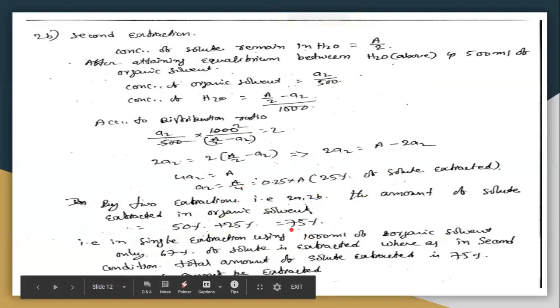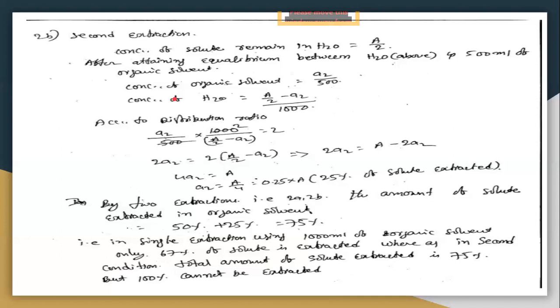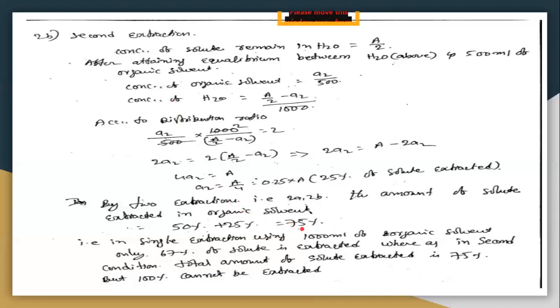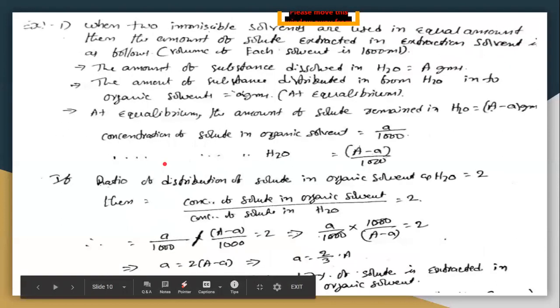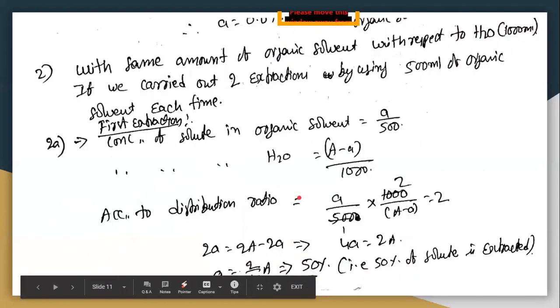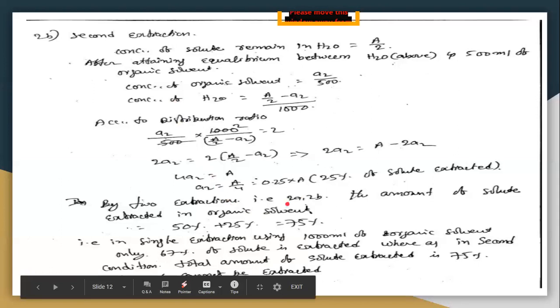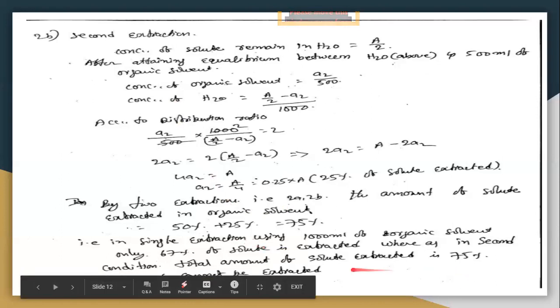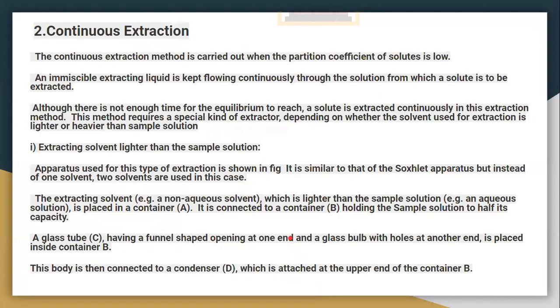amount of solute. So that means in the second method we have executed two extractions, and with those two steps we have extracted 75%. Whereas in a single step we have extracted only 67%. So that means we can extract more solute by increasing the number of extractions. But here one thing: we cannot extract 100% of the solute from the water. So this is about one batch extraction.